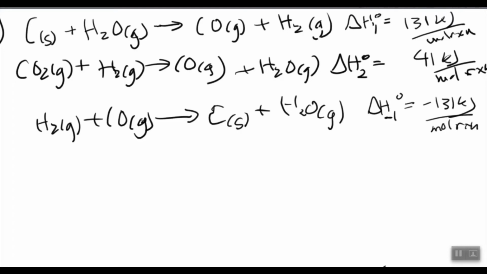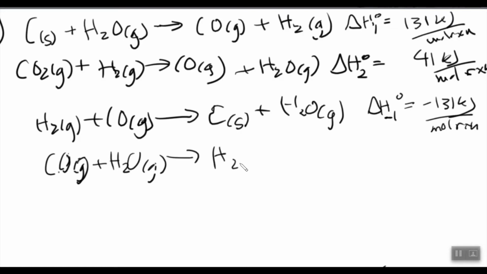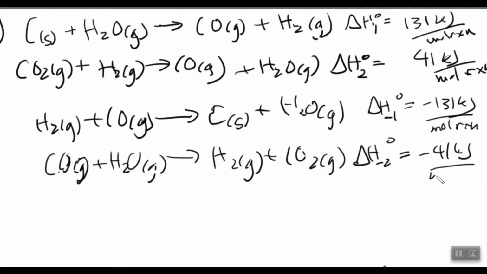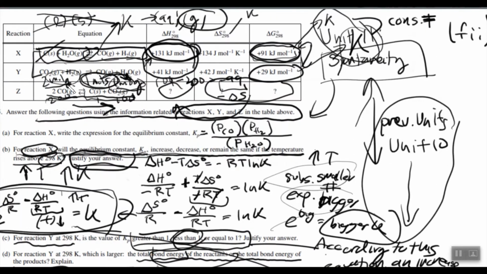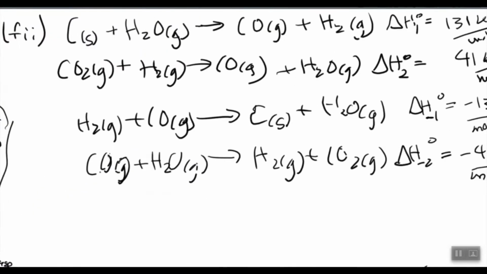And we have to flip the second one as well. Usually when you do this, things turn out right, and that's what we want. So this is H2O gas becomes H2 gas plus CO2 gas. Delta H of -2 naught is -41 kilojoules per mole of reaction. So we're going all the way back to Unit 6. And what do we want? We want 2 COs on the left-hand side and 1 C and 1 CO2 on the right-hand side.